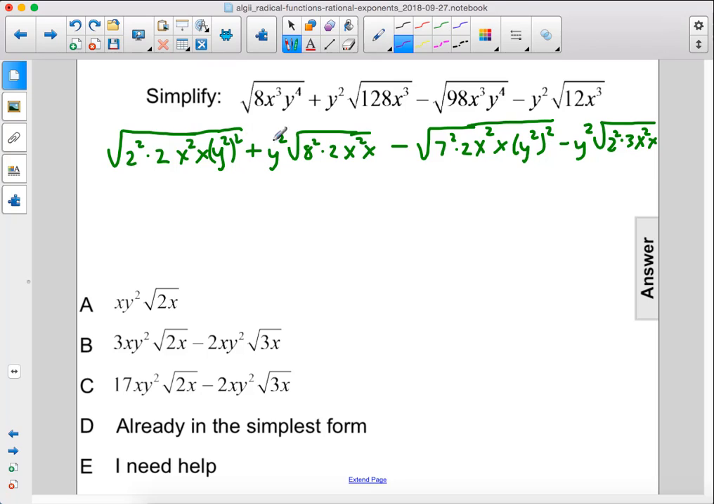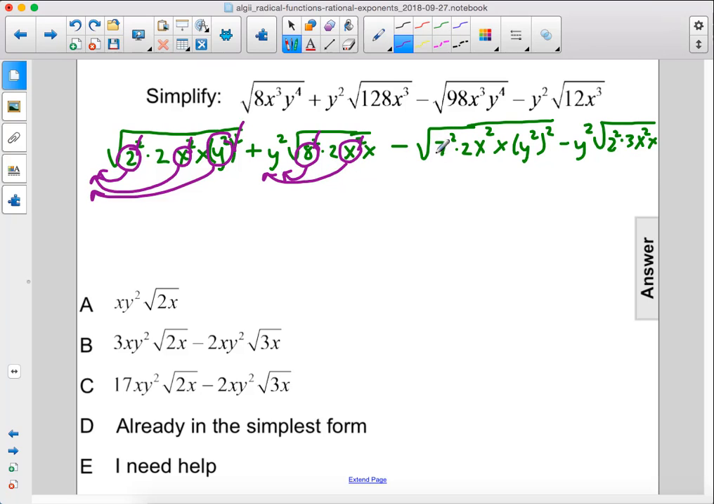Now let's go through and simplify. This 2 squared, the squared cancels, the 2 moves out front, leaving behind a 2. X squared times x, the squared cancels, and we move 1x out front, leaving 1x behind. And y squared squared, the outer squared cancels, and we move y squared out front. Here we have 8 squared times 2, so the squared cancels, we move the 8 out front. We have x squared times x, this squared cancels, we move an x out front.